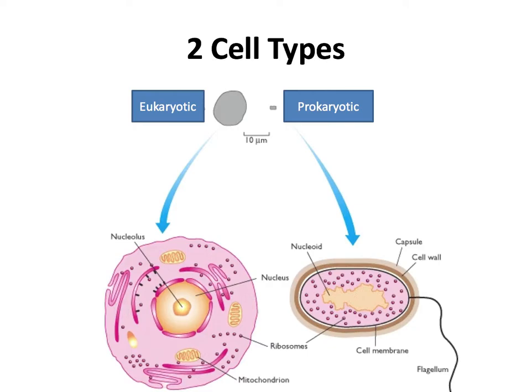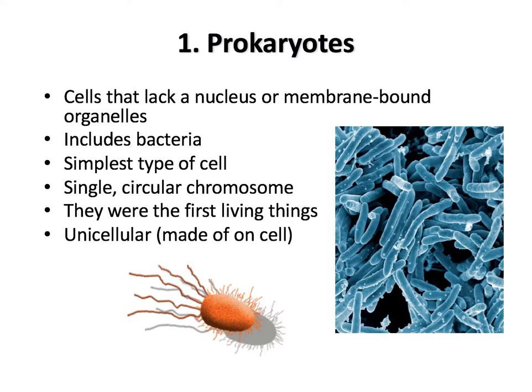So let's take a look at each of those. First we have prokaryotes. These organisms don't have a nucleus. They also lack membrane-bound organelles like mitochondria and chloroplasts. They're very simple. They just have their DNA in the cell. They have a single circular chromosome, which I'll show you. And these are the first life forms, right? At the beginning of the history of life, these were the first organisms. They're also all unicellular, made up of one cell.